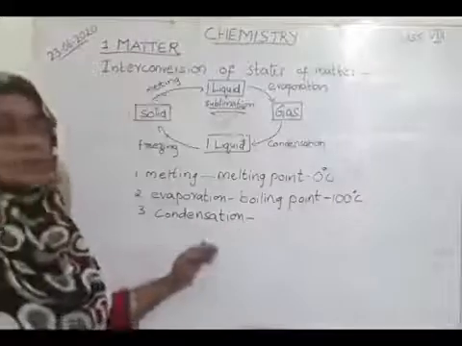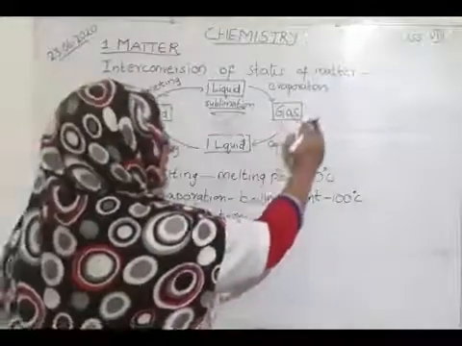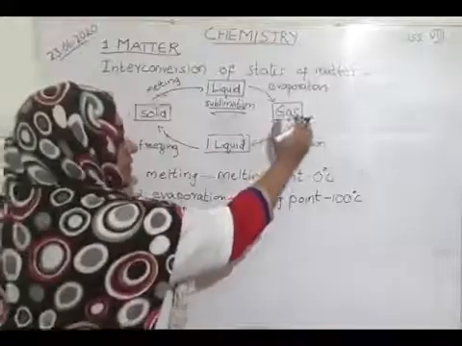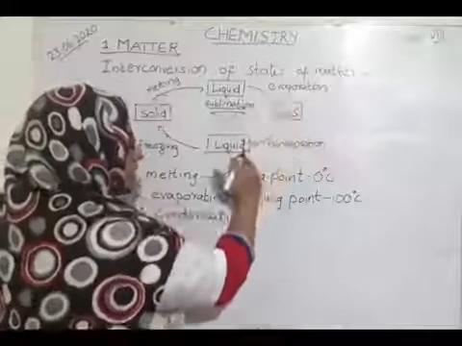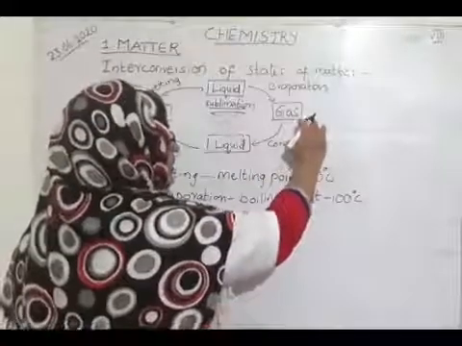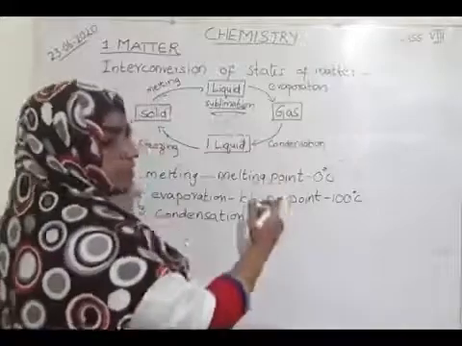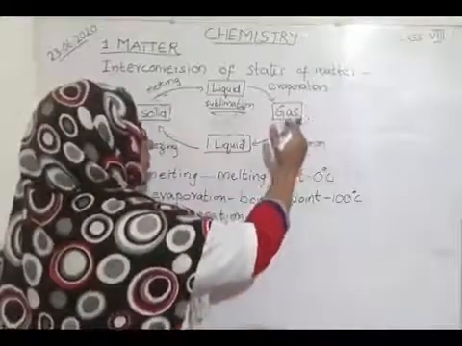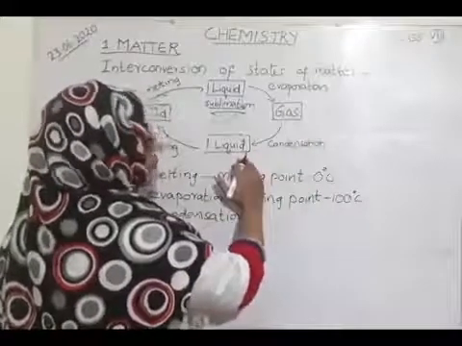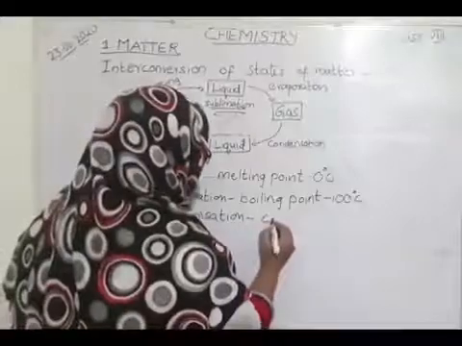So condensation point is the temperature at which a substance in gaseous state begins to change its state, that is, the substance in gaseous state begins to change into liquid state. For example, in the case of water, the water vapor, when it is condensing, means cooling down, or we are lowering the temperature there. When the temperature is lowered, the water vapor will begin to condense into liquid state. So that temperature is known as condensation point.